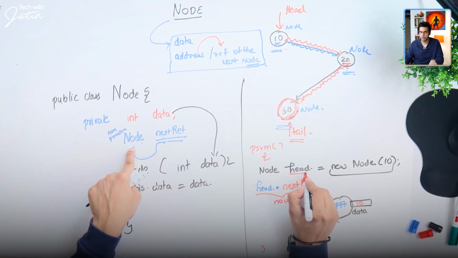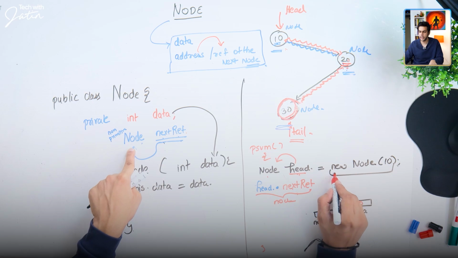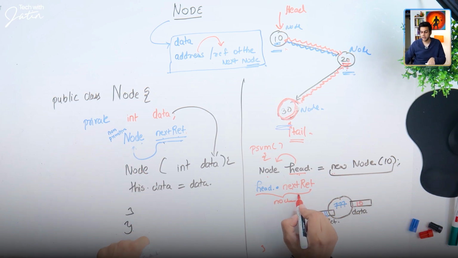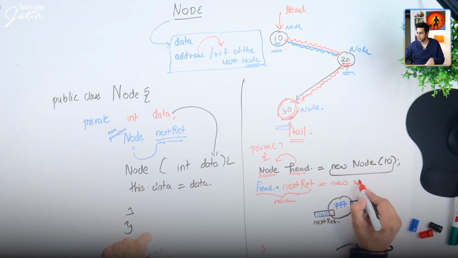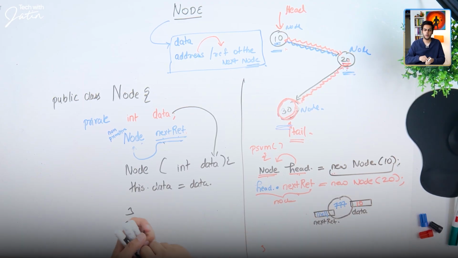Head was what? Node. When you were having head, which was having a node kind of a reference, you created an object equal to new node of 10. Next reference is also a node kind of data. What are you going to do? You're going to create an object. What is going to happen? Class is going to be loaded into the memory. Instance variable will be created. Constructor will be called, right? So over here, another object gets created.